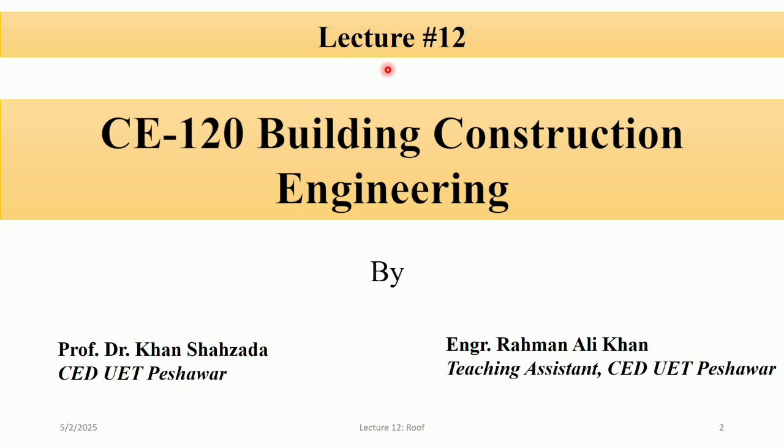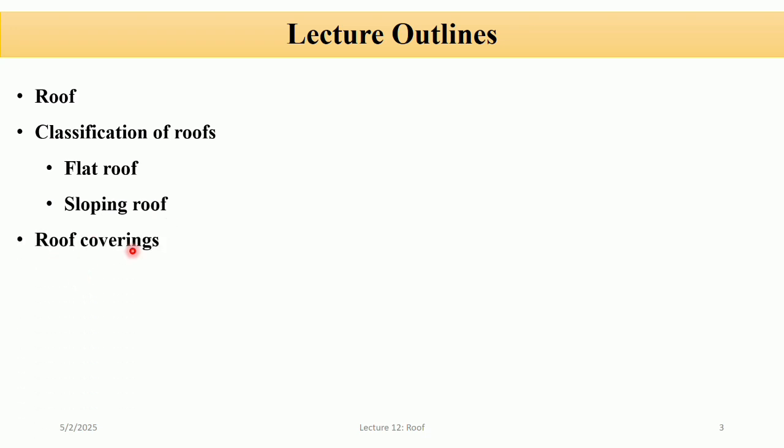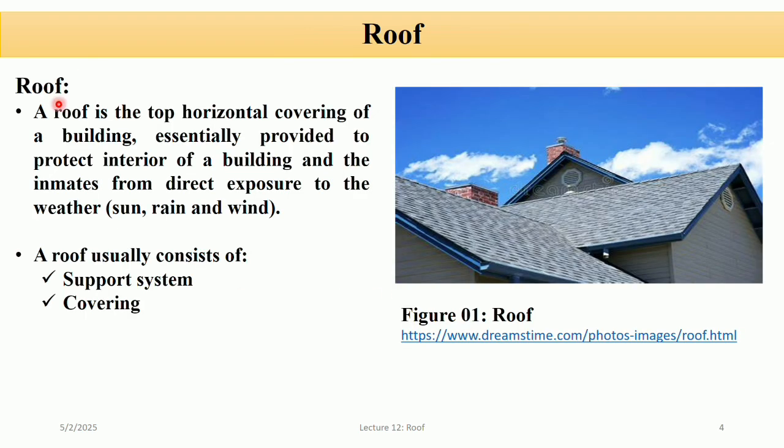Let's start lecture number 12 of Building Construction Engineering. In this lecture, we will discuss what a roof is and what the requirements for a good roof are. After that, we will discuss the classification of roofs, where we will briefly discuss the flat roof and the sloping roof. After that, we will discuss roof coverings, and at the last, we will discuss thermal insulation and waterproofing. So now let's discuss what a roof is.